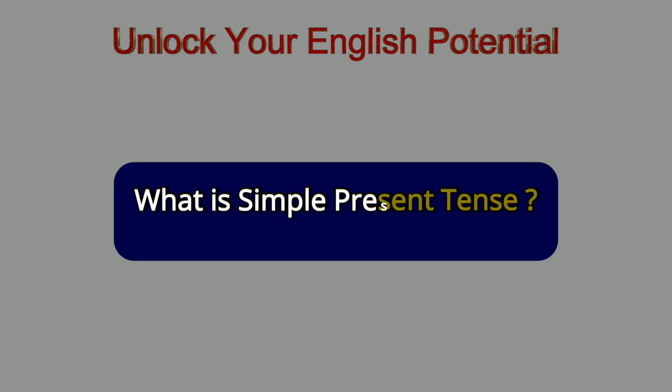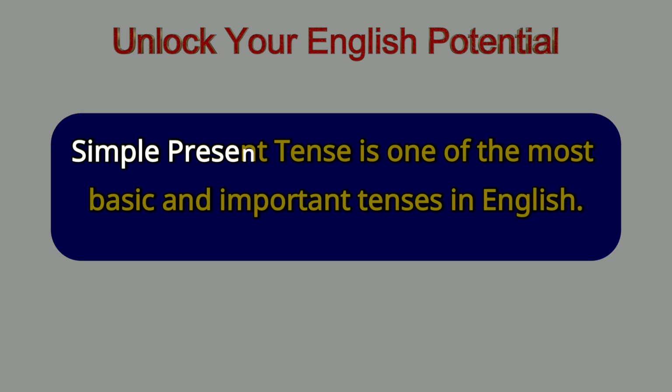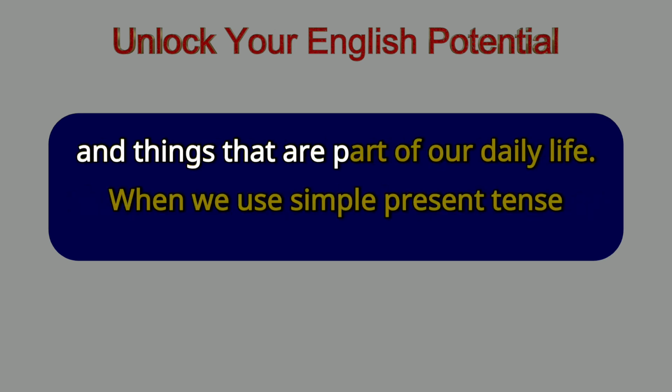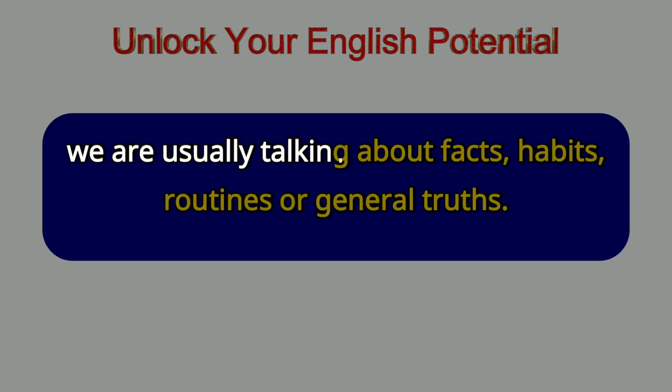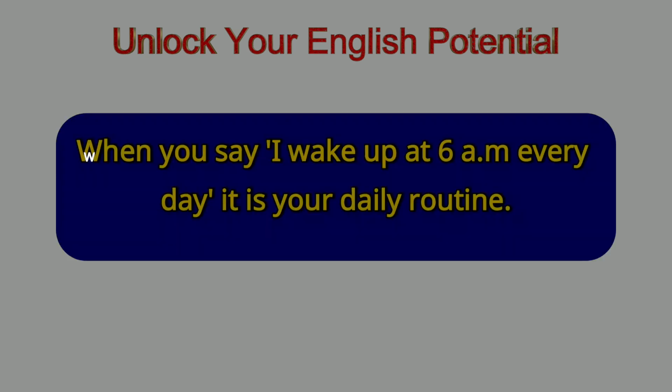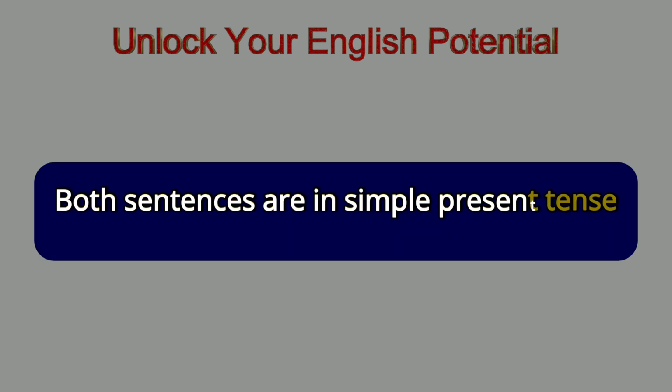What is simple present tense? Simple present tense is one of the most basic and important tenses in English. It is used to talk about things that are always true, things that happen regularly, and things that are part of our daily life. When we use simple present tense, we are usually talking about facts, habits, routines, or general truths. For example, when you say, "The sun rises in the east," it is a universal truth. When you say, "I wake up at 6 a.m. every day," it is your daily routine. Both sentences are in simple present tense.